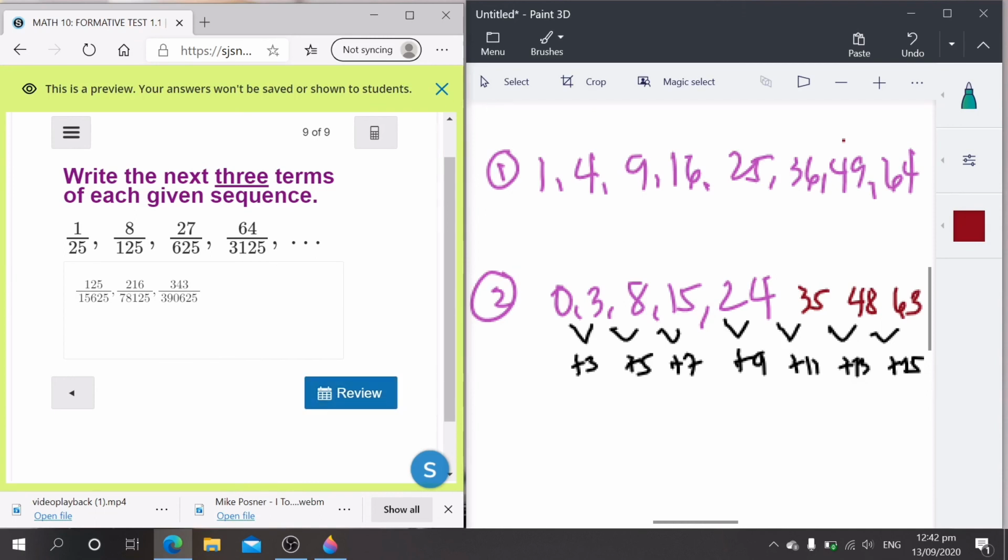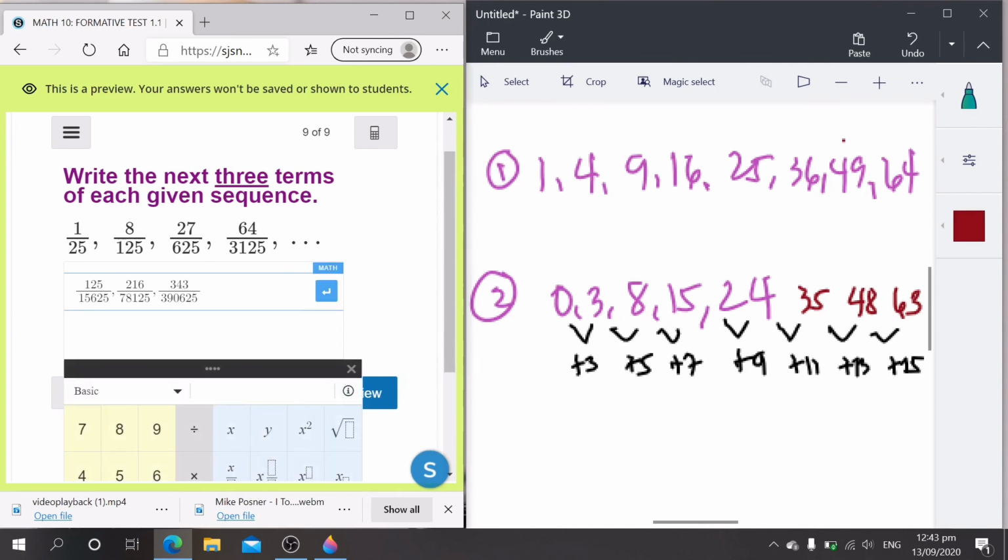Last item. Now, again, 1, 8, 27, and 64, these are perfect cubes. Okay? Perfect cube numbers. So, this is 1 cubed, 2 cubed, 3 cubed, 4 cubed. So, the next is 5 cubed, which is 125. 6 cubed is 216. 7 cubed is 343. Whereas, the denominators are powers of 5. So, 5 squared, 5 cubed, 5 raised to 4, 5 raised to 5. So, the next are 5 raised to 6, 5 raised to 7, 5 raised to 8. Okay? That's how we compute the answers.